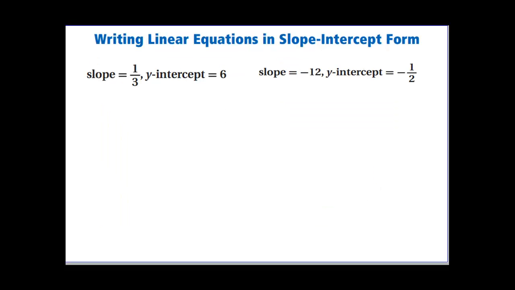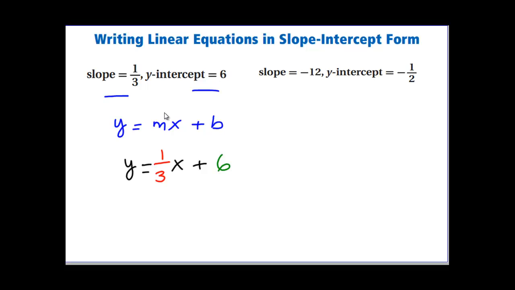In our next example, we have how to write linear equations based on the slope and the y-intercept. So in this case, we are given the slope and we are given the y-intercept of 6. So we know that our equation is y equals mx plus b. We know that our slope is 1/3, so we're going to substitute 1/3 in for the m, and we know that our y-intercept is 6. So I can rewrite the equation as y equals 1/3 of x plus 6.